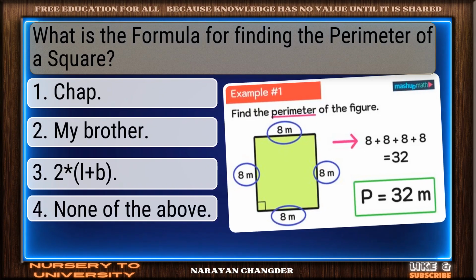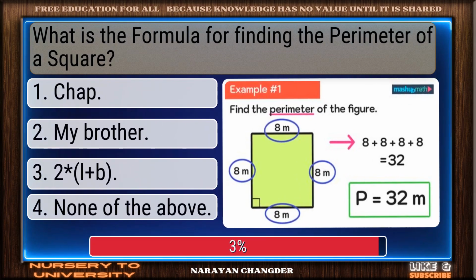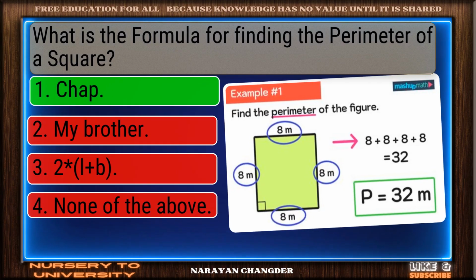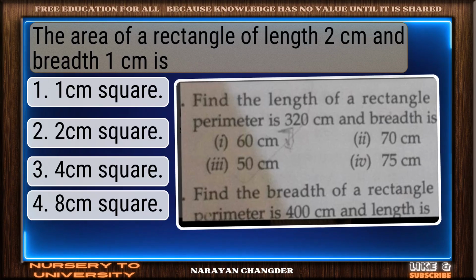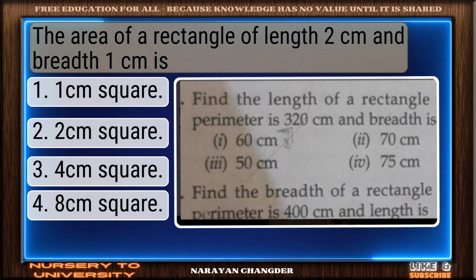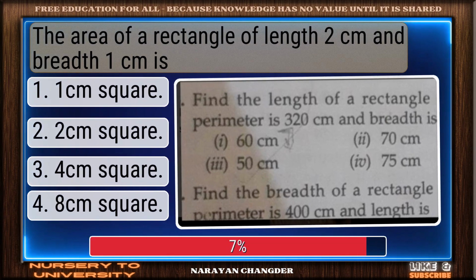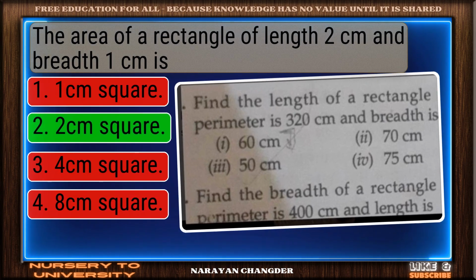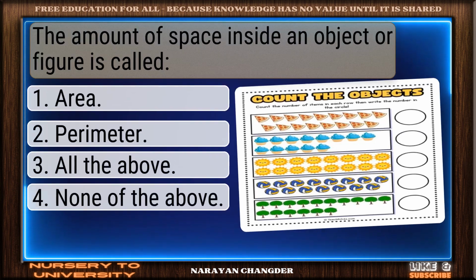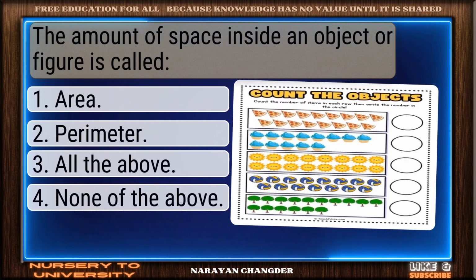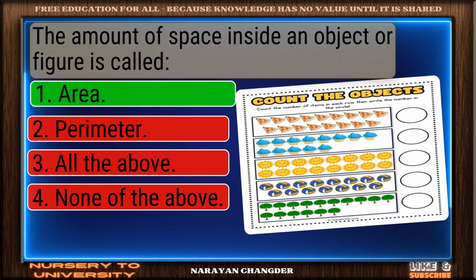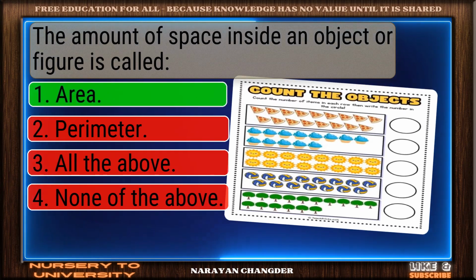What is the formula for finding the perimeter of a square? Good thinking. 4 x side is the right answer. The area of a rectangle of length 2 cm and breadth 1 cm is. Right choice. 2 cm square is the best answer. The amount of space inside an object or figure is called. You chose area, and it is correct.